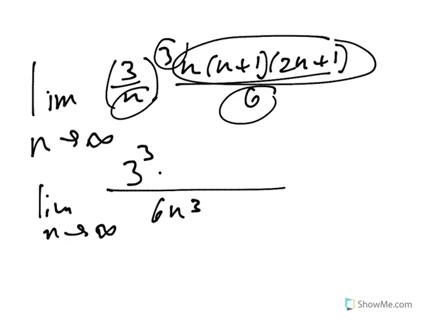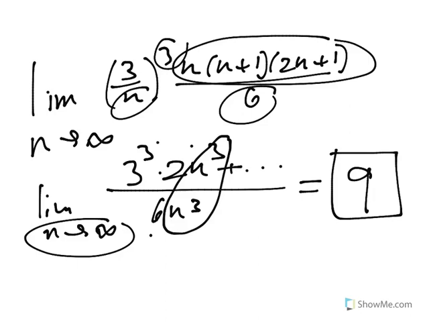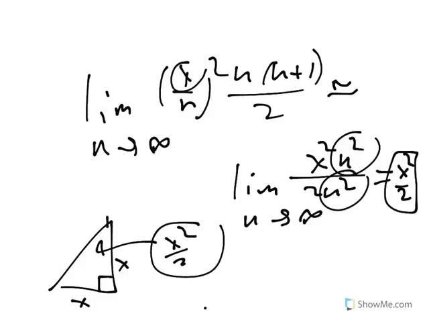And this thing is a complicated expression, but it's definitely going to have 2n to the third as its leading power. There is other stuff, but that other stuff isn't going to really matter, because when you take the limit to infinity, the highest degree term is all that matters. So we end up with 3 to the third times 2 over 6, which is the same thing as 54 over 6, which is 9. And 9 is the answer.